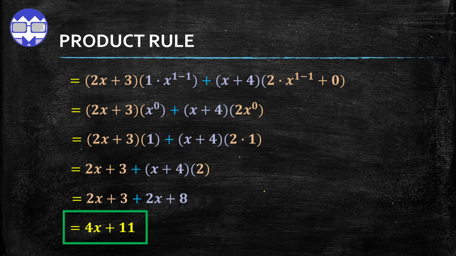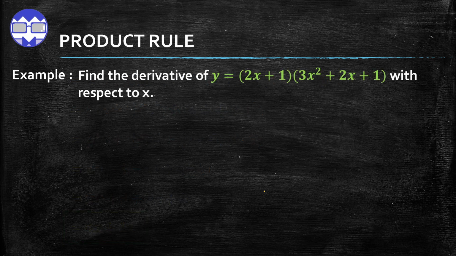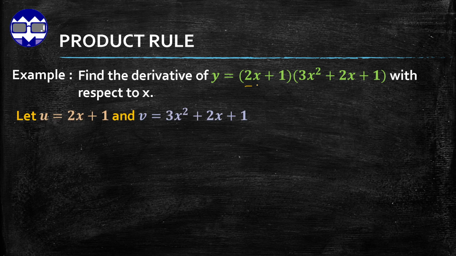Okay, so that's for product rule. I think we still have another example here. So let's have another example. Product rule is actually effective if you have more terms. Instead of just binomial times binomial, you can have trinomial times trinomial. So for example, we have here y equals x plus 1 times 3x squared plus 2x plus 1.